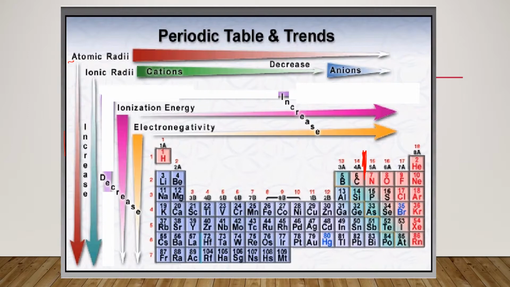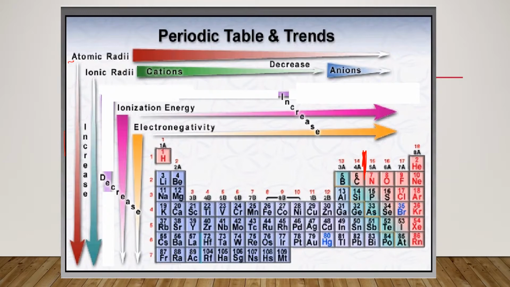Okay, then you have ionization energy. Ionization energy is the amount of energy it takes to take an electron from an atom. So as you go down the periodic table, the ionization energy decreases because you have bigger and bigger atoms, and bigger atoms are easier to take electrons from. Okay, but as you go from left to right, the ionization energy increases because the atoms are getting smaller. It takes way more energy to take an electron from a smaller atom.